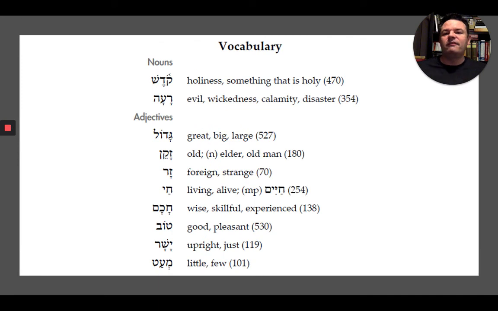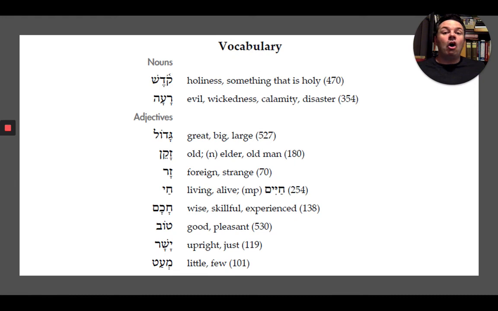So let's look at some of the vocabulary this week. Kodesh is the word for holy or holiness, so kodesh, holiness, or something that is holy. Ra'ah is the word for evil or wickedness. Some of these words have what we call a wide semantic range. This word ra'ah is one of those words with a really big semantic range. It can mean moral evil. It can also mean disaster or calamity or destruction.